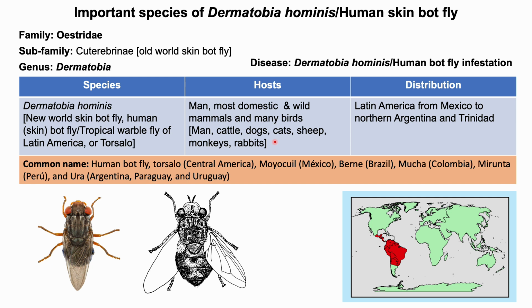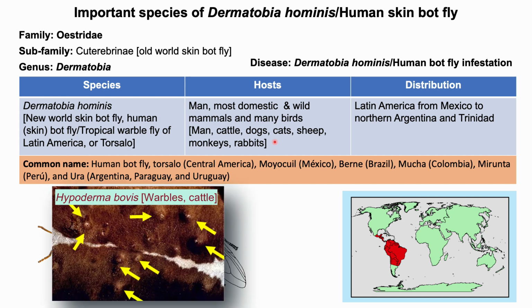As the human population of this region is affected by this fly infestation, it is also known as human skin bot fly or tropical warble fly of Latin America or Torsalo. Remember, Hypoderma is called warble fly. Now we are calling Dermatobia hominis a warble fly.